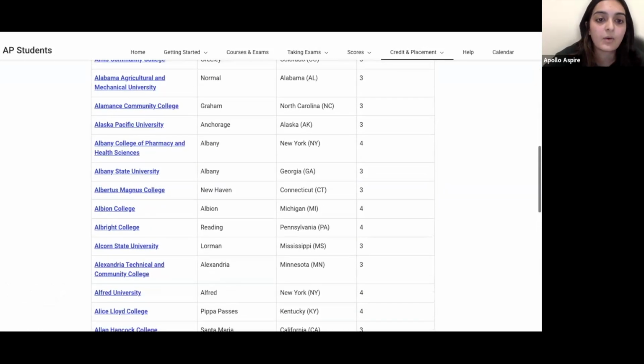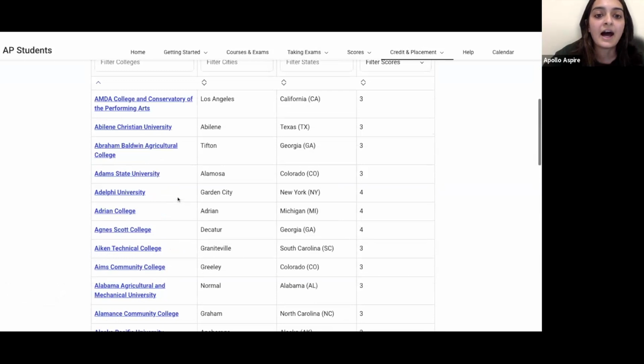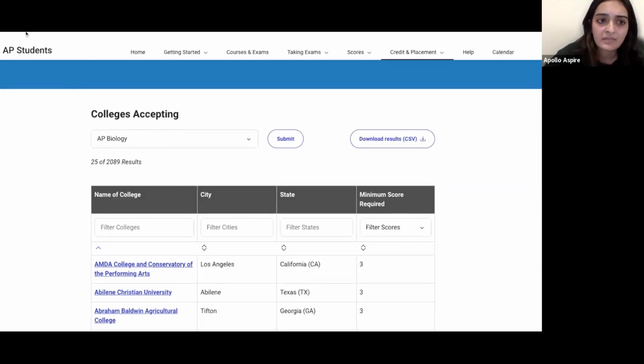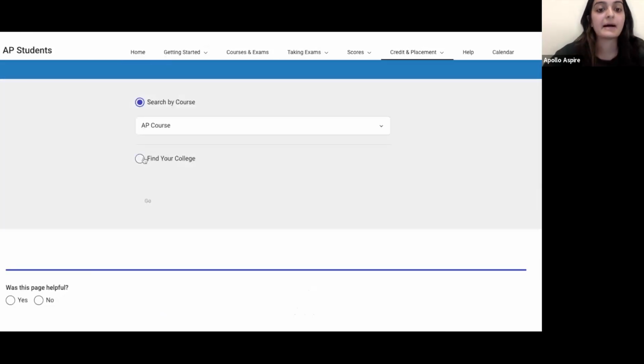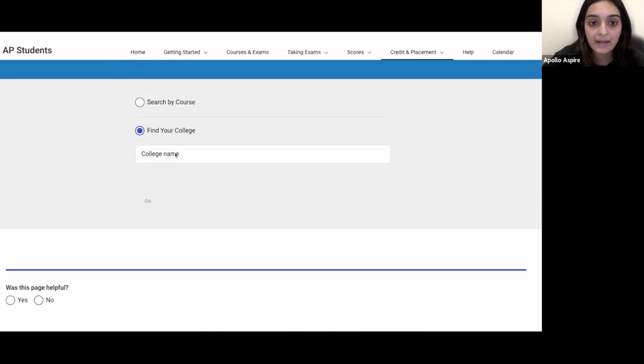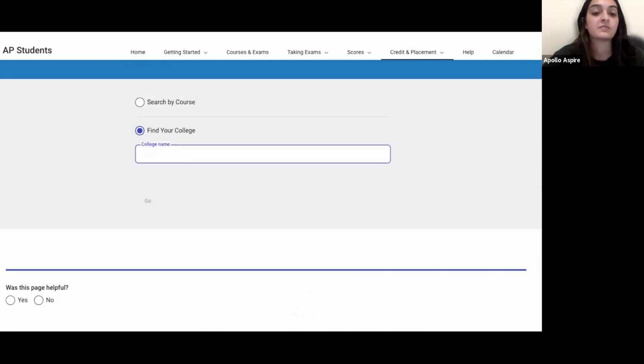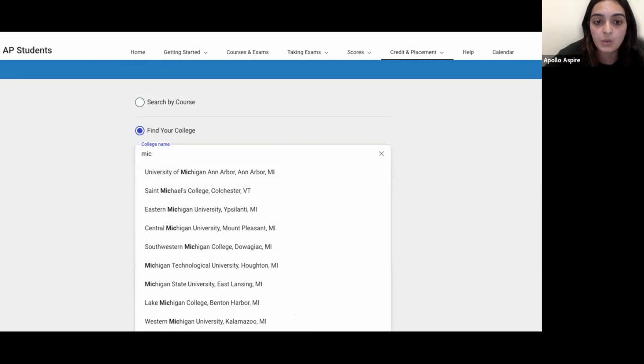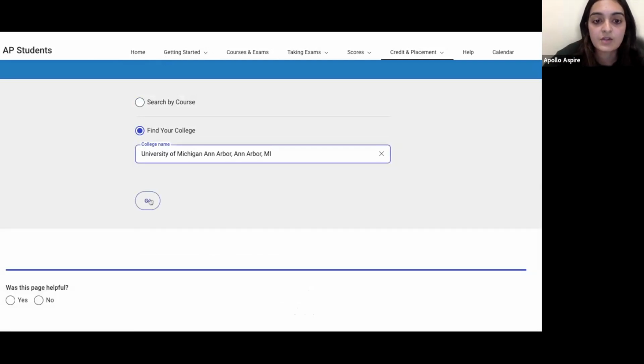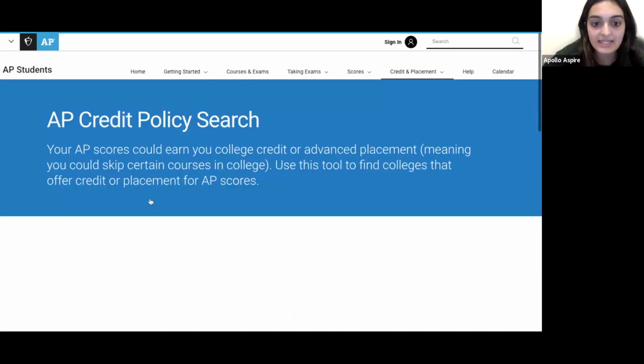There are going to be quite a lot of courses. So that's super helpful. Another way you can sort is by sorting by college. So say, for example, Alicia goes to the University of Michigan and say that's my dream school. So I can go ahead and search by the university itself.